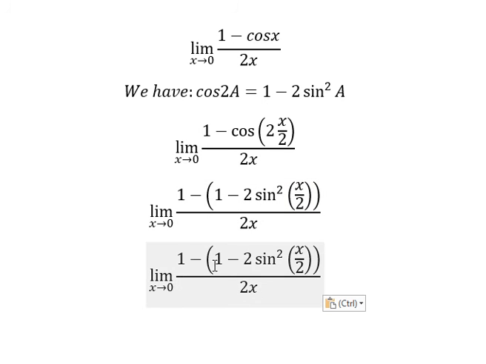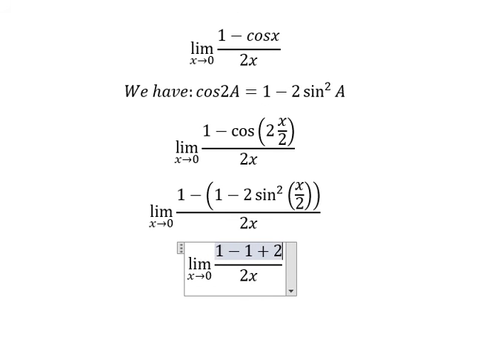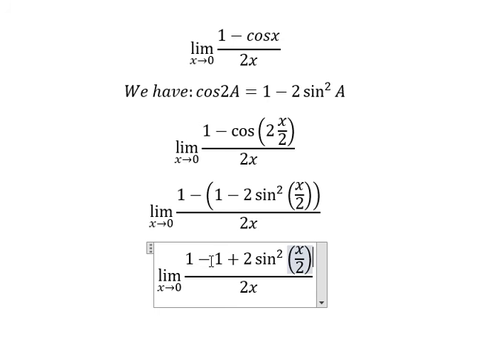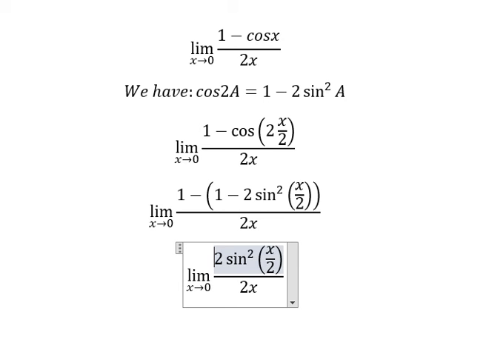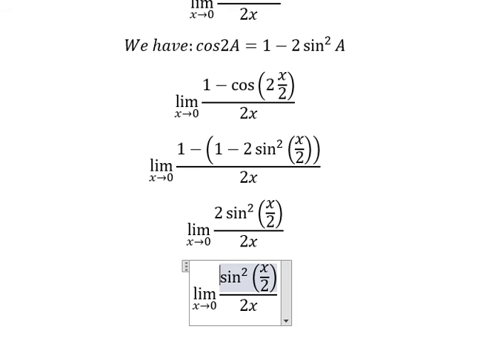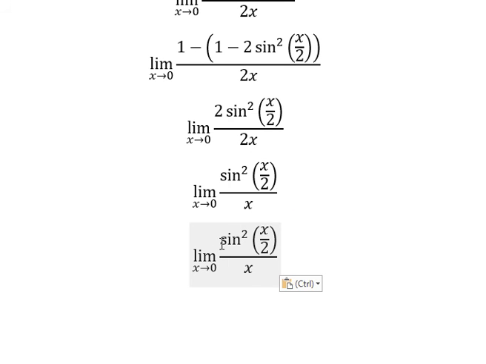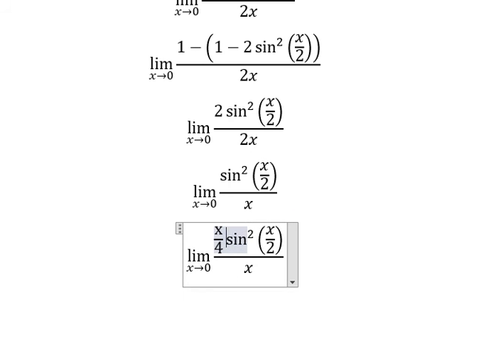Now we need to open the parenthesis of this one, and you get negative 1 plus 2 sine squared of s over 2. 1 minus 1, they cancel. Number 2 and number 2, they cancel. Next, I will multiply by s over 4 on the numerator and denominator.